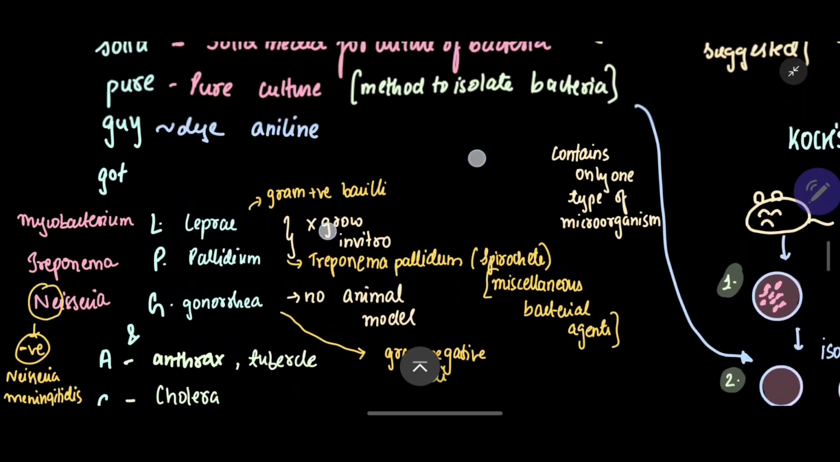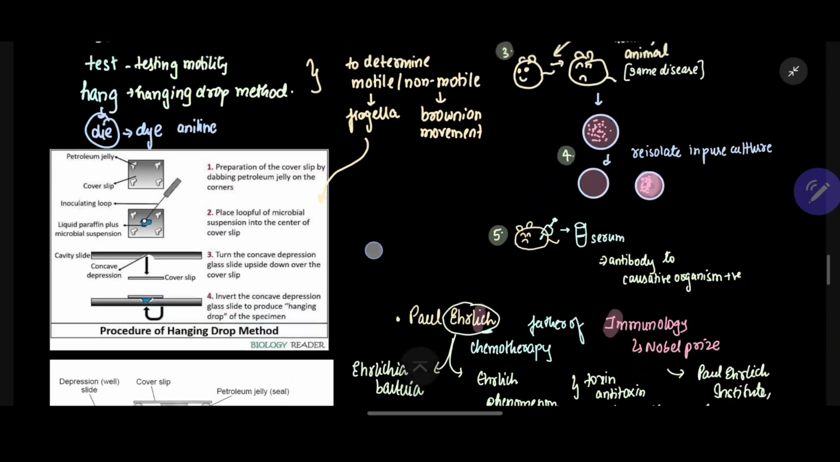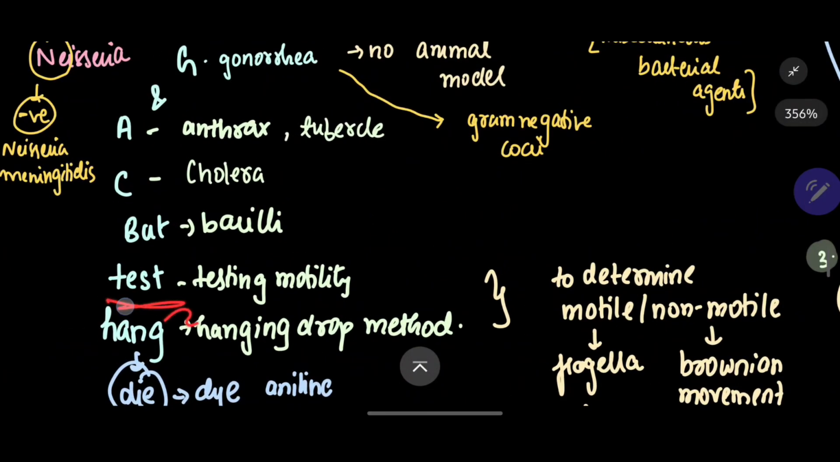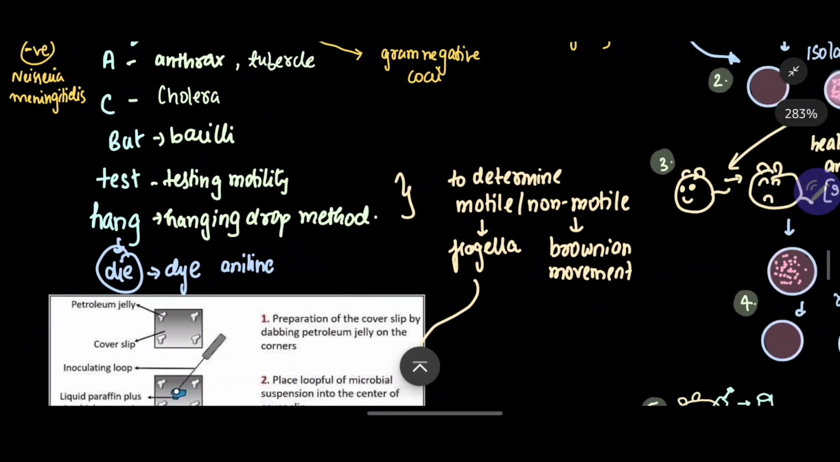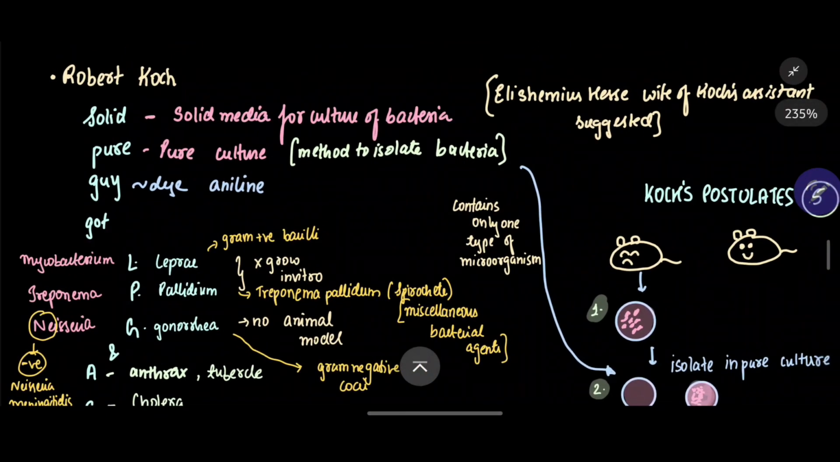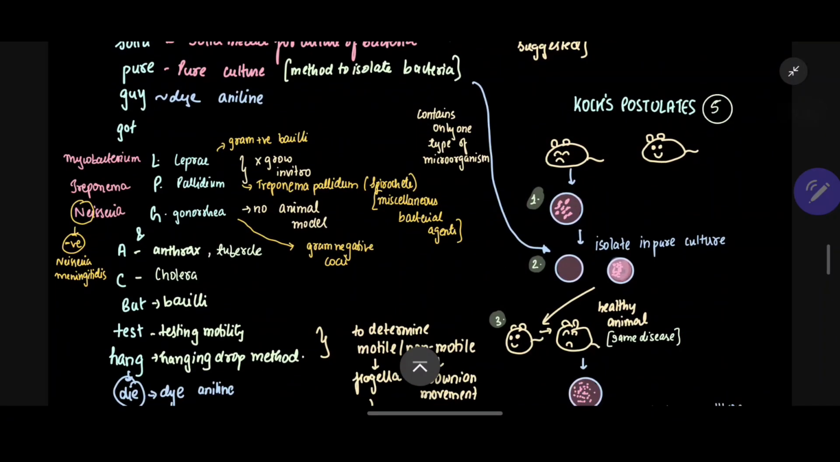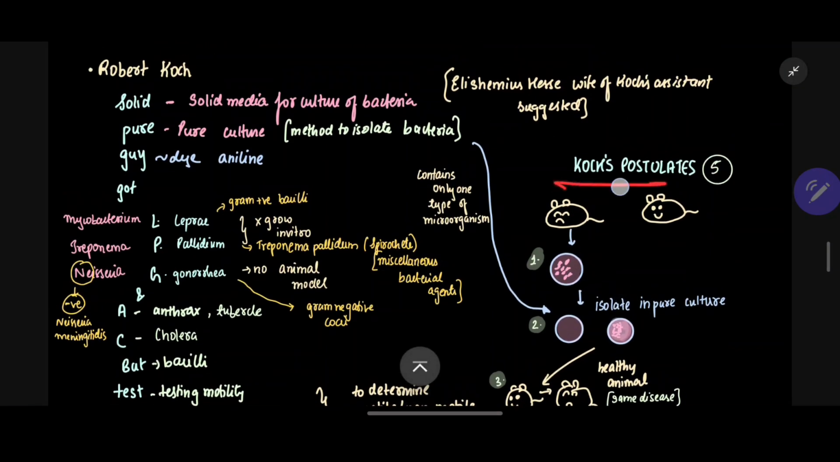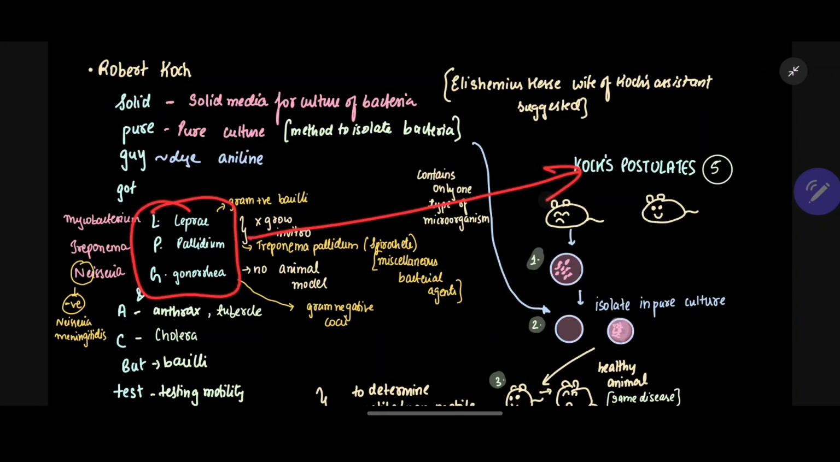So this smart guy came up with this technique of hanging drop testing motility. Okay, so he hanged himself and died, and dye was for aniline dye. So once more, I'll just revise everything about this guy. He's a solid pure guy and he got LPG cylinders and AC. But then he had a test one day and then he hanged himself and died, and he gave Koch postulates. So solid was for solid media, pure is for pure culture, guy is for dye, aniline dye, and then LPG are the exceptions to Koch postulates.